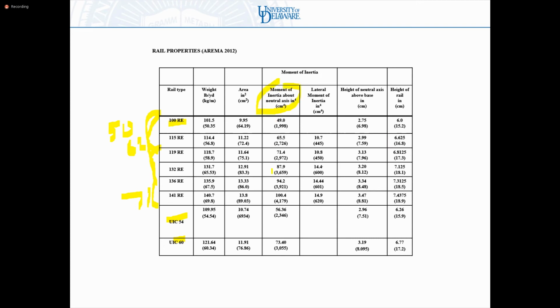Moment of inertia about the neutral axis for UIC 54 is 2,346 centimeters to the fourth. And UIC 60 is 3,054 centimeters to the fourth. So you can see the heavier the rail section, the greater the moment of inertia. That's just a lookup table. I don't expect you to memorize this, but everything I do is going to be open book. By the way, the exam will be open book as well. Open book, open notes. So you'll have access to all your notes for the exam.